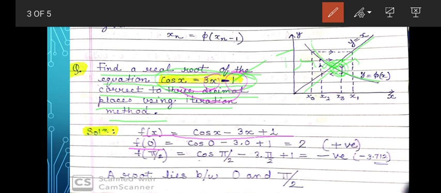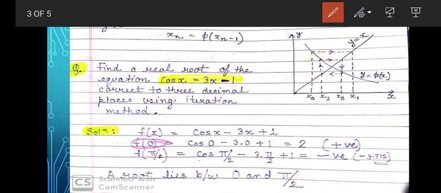If we substitute 0, then cos 0 is 1, and 1 minus 0 plus 1 becomes 2, so it is positive. Now if we substitute pi by 2, because cos is there, cos pi by 2 is 0, then minus 3 pi by 2 plus 1, you will get approximately minus 3.712. For this you have to use a calculator. With the help of a calculator you can easily find the values I have written.